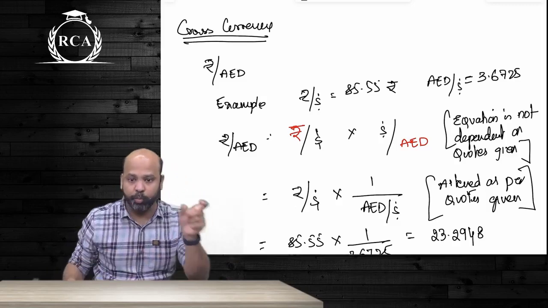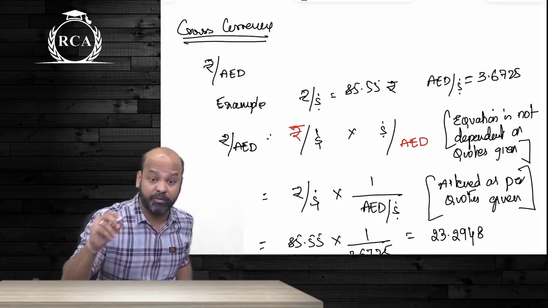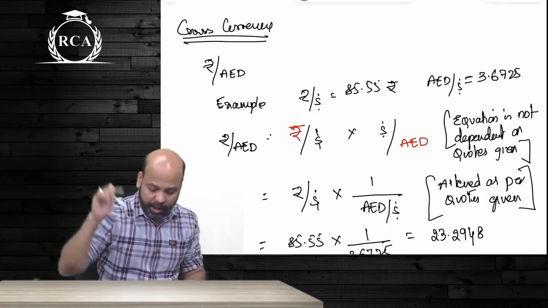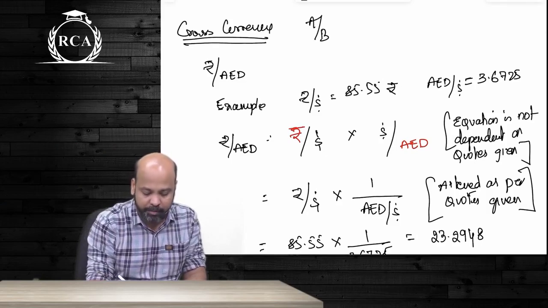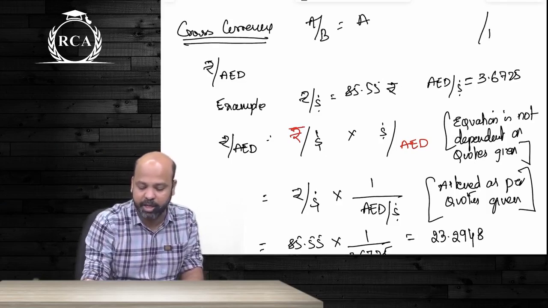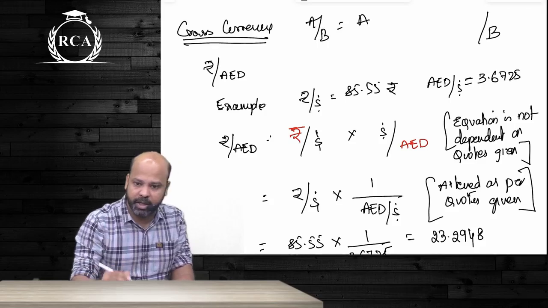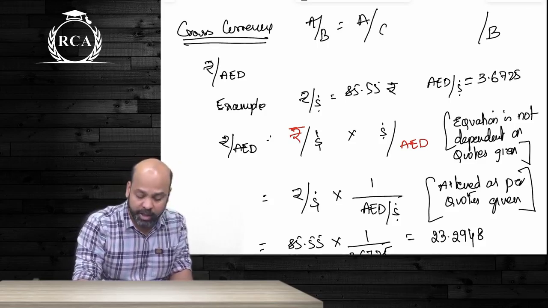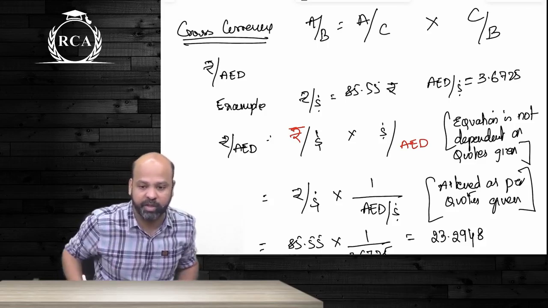So you want rupee to dirham. I said irrespective of what rates are given in the question, ignore them. You first form your equation. How will you form your equation? Simple. Tumhare ko a by b chahiye, a hamesha numerator mein rehna chahiye, b hamesha denominator mein rehna chahiye. Now you will see, guys, a is quoted against which currency? If a is quoted against c, you will write a by c into c by b.